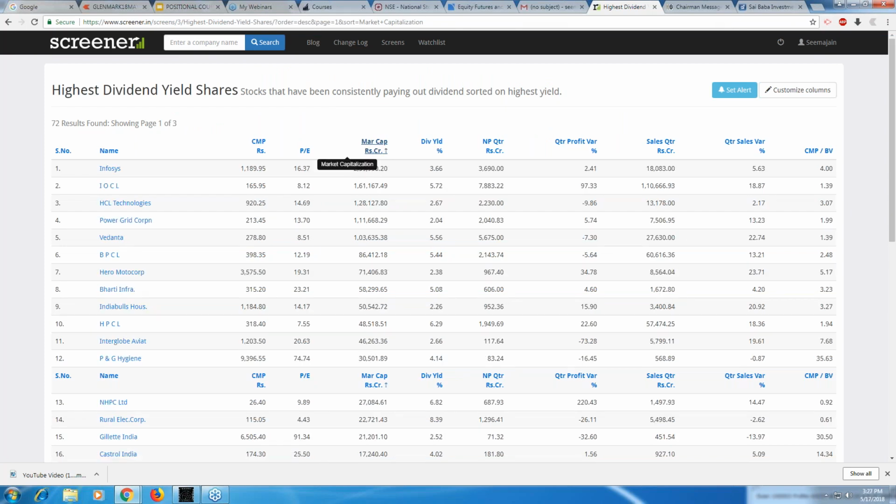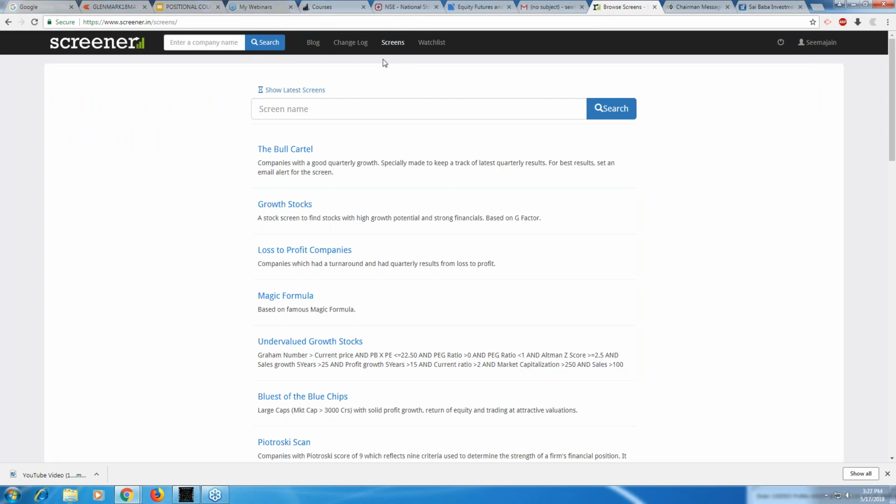Infosys is the highest, IOCL, HCL, Power Grid, Vedanta, BPCL, like that. You can check how the profits are, how the sales are, and from there you can figure out the good companies. You have many screens here and you can also make a lot of screens.